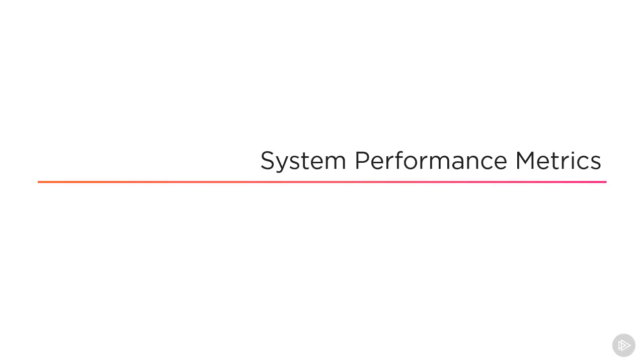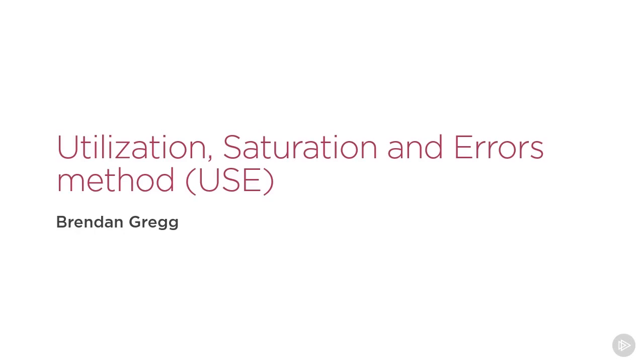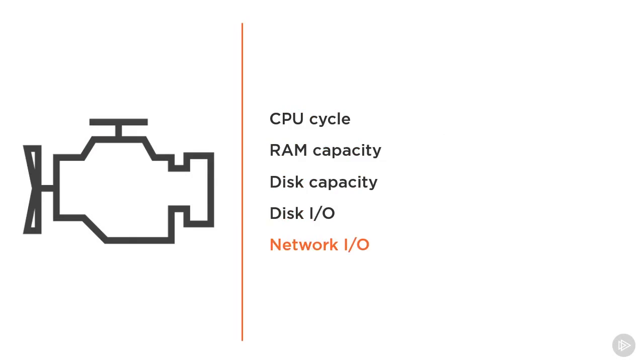So how do we understand and measure system performance? There are many different ways to do so, but a really common one is a framework introduced and popularized by Brendan Gregg called the Utilization, Saturation, and Errors method. Essentially what the methodology says is that to analyze the system's performance, we should examine the utilization, saturation, and errors of every significant resource that makes up the system. For our purposes, these resources are the CPU cycles, RAM capacity, disk I/O, and network I/O.